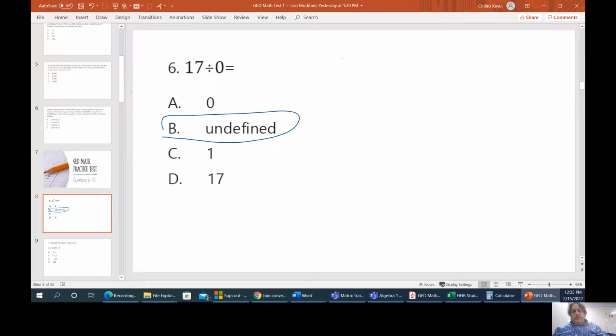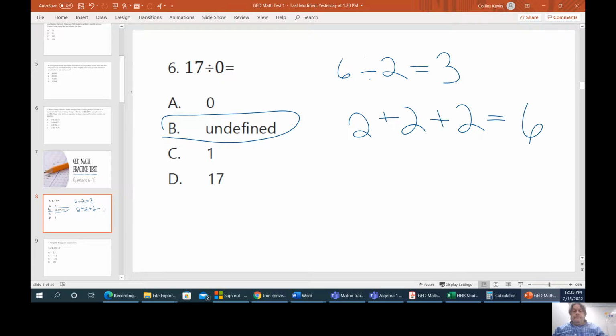Let's look at another problem here. So what if you had 6 divided by 2? Well, we know that's 3, right? So what this is telling you is if I take 2 and add it together 3 times, I will get 6. So if you have 17 divided by 0, you're basically asking how many zeros do I have to add together to get to 17?